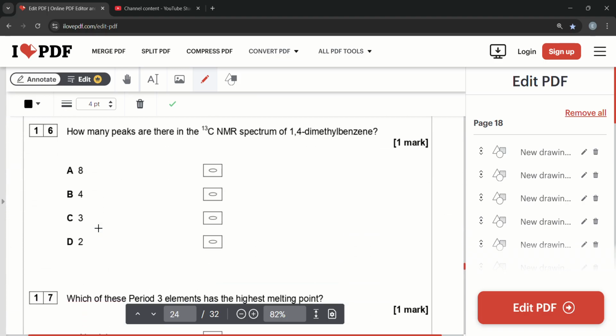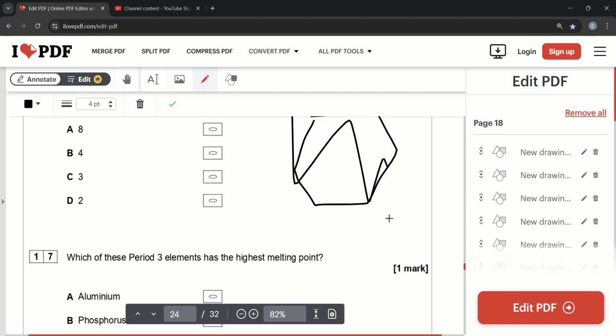16, let's draw up benzene. Actually, let's do this. There we go. So we've got a methyl group here, 1,4-dimethylbenzene, 2, 3, 4, a methyl group here. Now this one's really tricky. Well, obviously these are carbons and the hydrogens here.